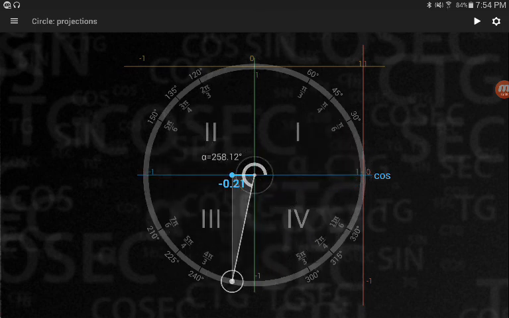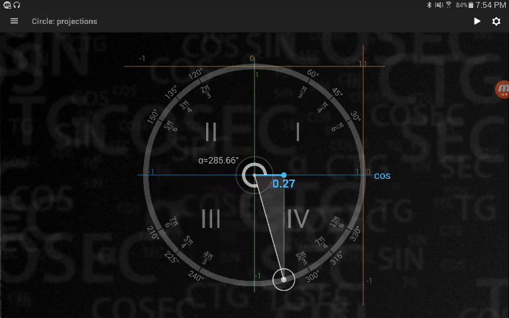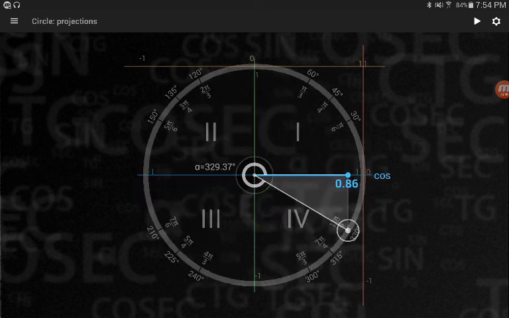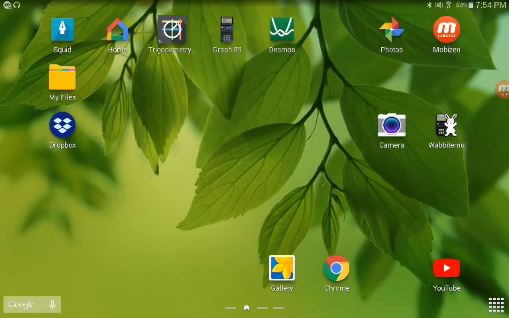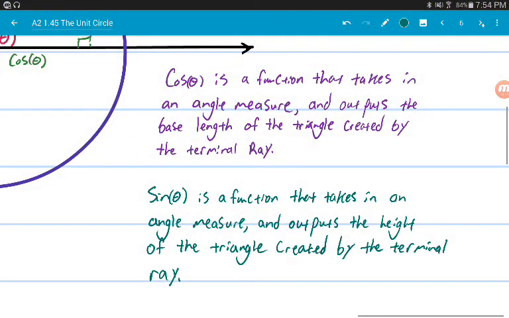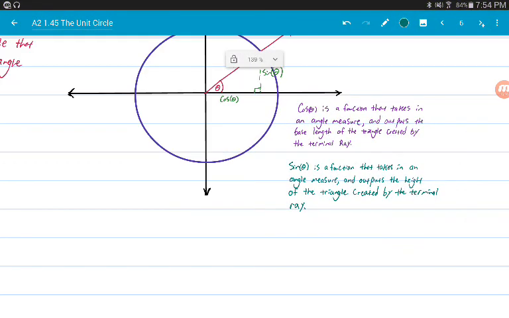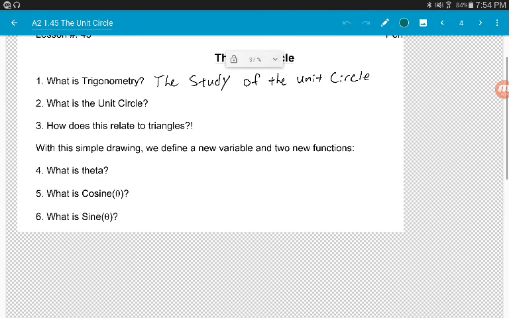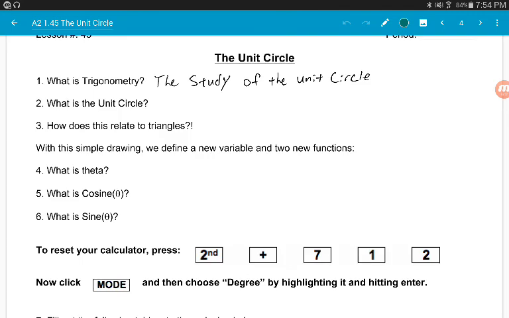These are cyclical functions. I can keep going around above 360 degrees as well, and the same pattern happens. Now, I believe this is all that needed to be addressed from this, besides an explanation of what to do on the handout.